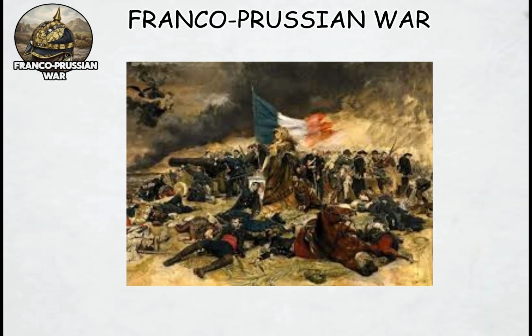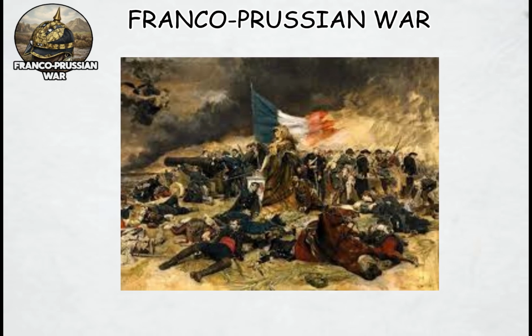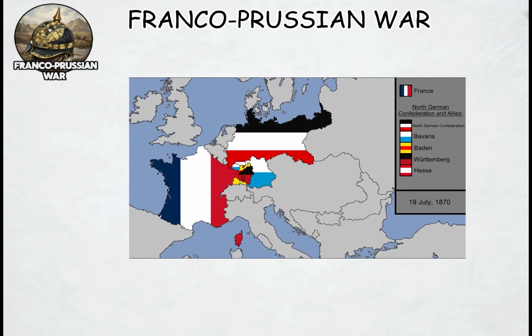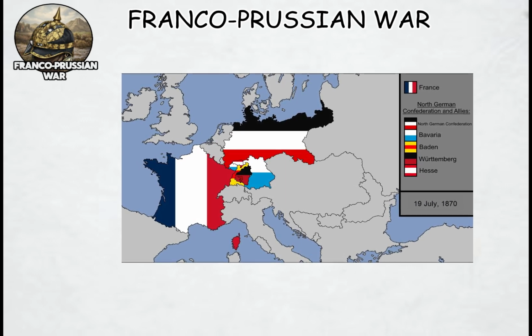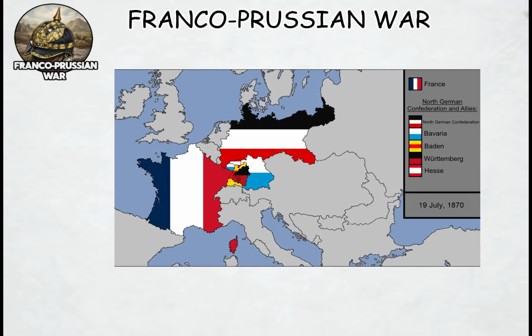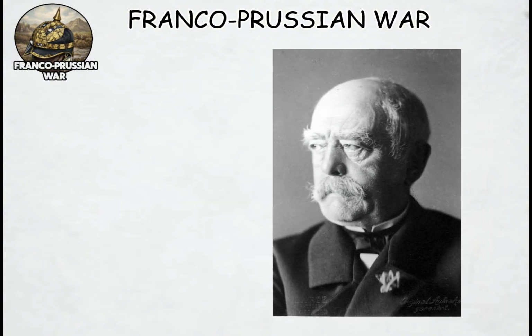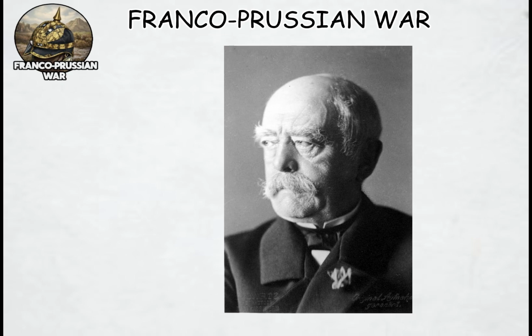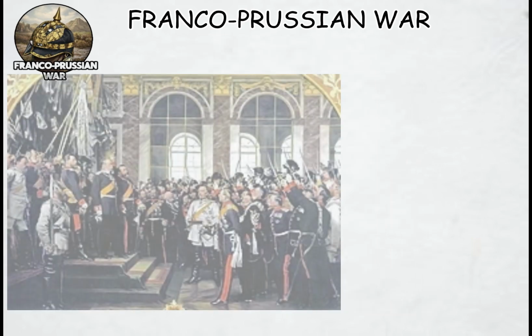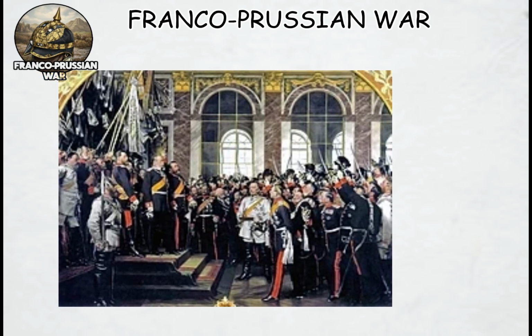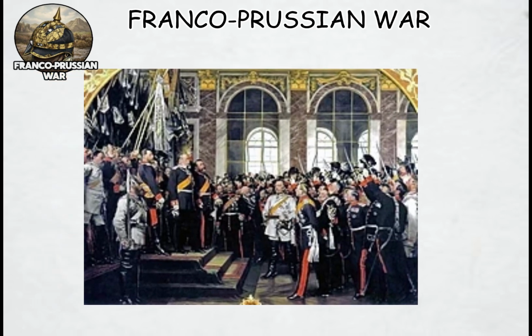Franco-Prussian War. The Franco-Prussian War took place from 1870 to 1871 between France and Prussia and its German allies. The conflict was sparked by political tensions and strategic moves by Prussian leader Otto von Bismarck. Prussia's modern army quickly defeated France and even captured the French emperor. The victory allowed the German states to unite into a single German empire, greatly shifting the balance of power in Europe.